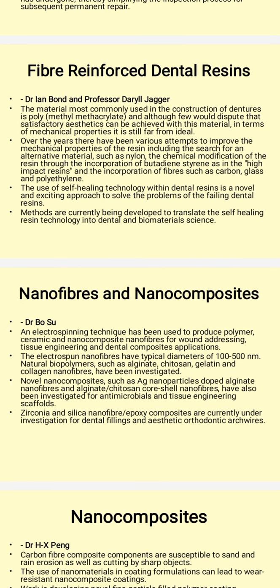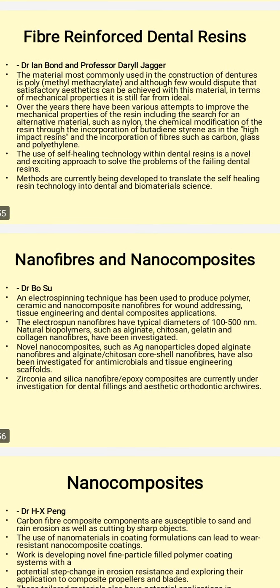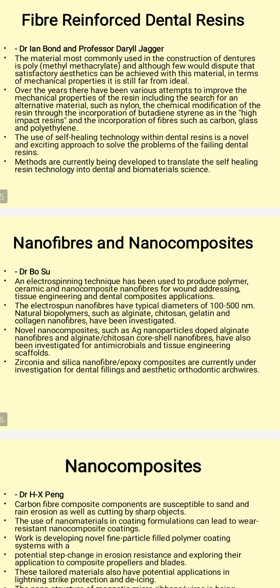Nanofibers and nanocomposites are of much importance, and details are shown below. An electrospinning technique has been used to produce polymer, ceramic, and nanocomposite fibers for wound dressing, tissue engineering, and dental composite applications. The electrospun nanofibers have a typical diameter of 100 to 500 nanometers. Natural biopolymers such as alginate, chitosan, gelatin, and collagen nanofibers have been investigated.